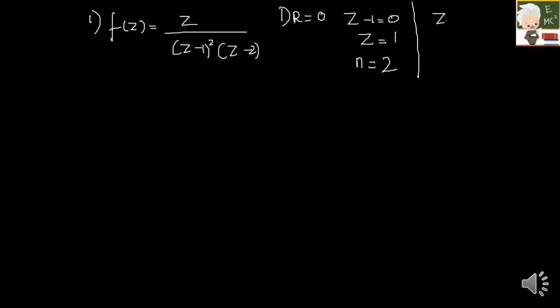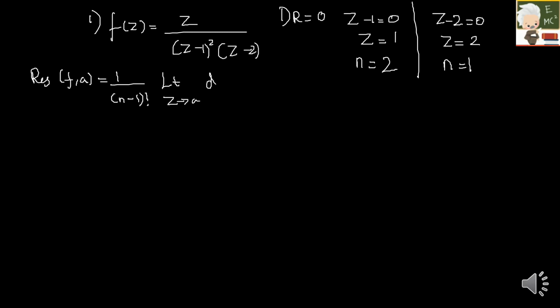Next we have z minus 2. For this, z minus 2 should be equal to 0, so z will be equal to 2, and here your pole of order is 1. Let me write the formula again. Residue of f comma a is equal to 1 by (n minus 1) the whole factorial, limit z tends to a of d power n minus 1 by dz power n minus 1 of (z minus a) the whole power n into f of z. This was our formula. Let us do it one by one.